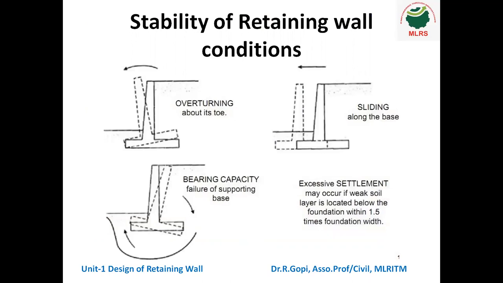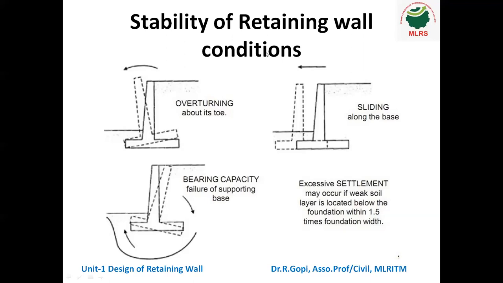Next, coming to stability of retaining wall. Mostly all types of retaining walls fail in these three cases, actually four cases, but in this picture only three are there. The fourth one I will tell you.